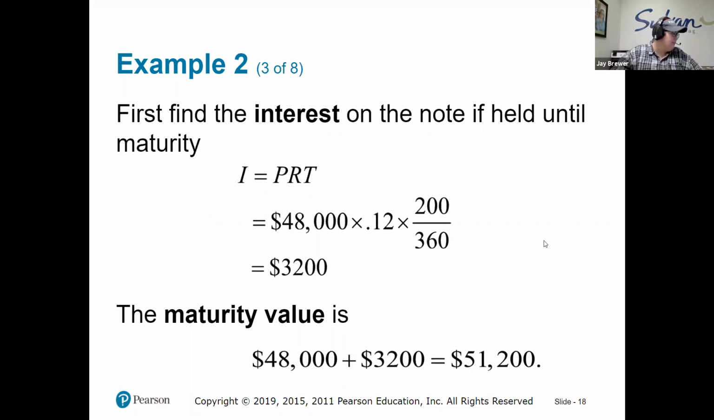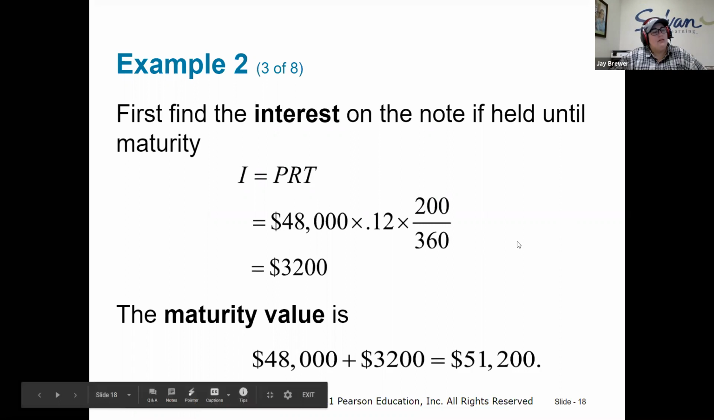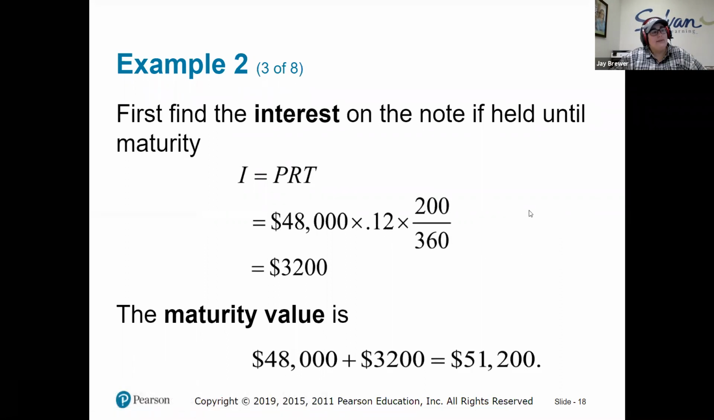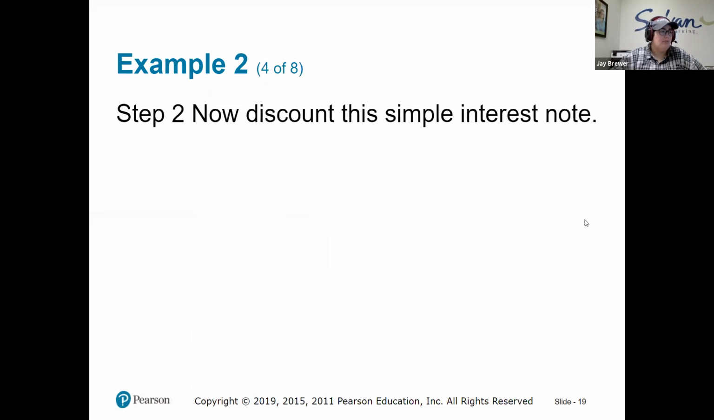Anytime that we have a problem, we are going to use 360 unless they specifically say the actual or exact. I think they use the term exact. And when you see exact, you're going to use 365. But for the vast majority of our problems, we will use 360. Good job. All right, step 2.